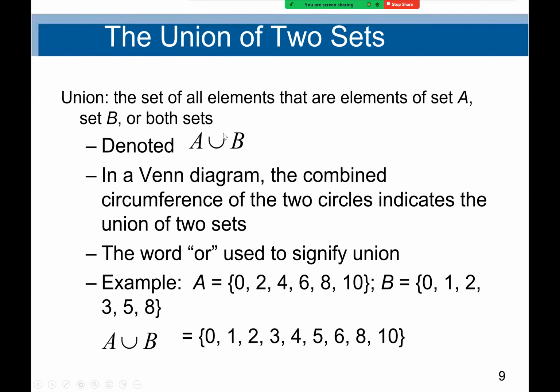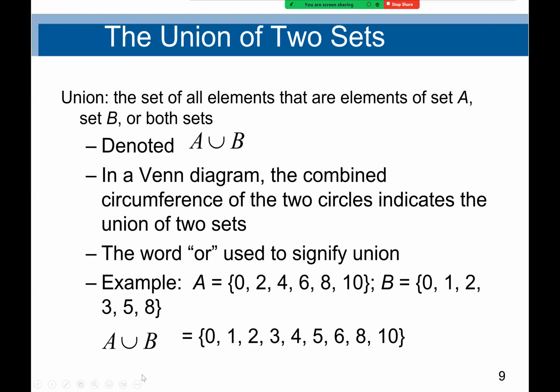Next is the union of two sets. A union of two sets means all the elements in both A and B together. So we saw the intersection means all the elements that are common in sets A and B. Union means all the elements in both A and B. So for example, here we have A equal to 0, 2, 4, 6, 8, 10. And B gave us 0, 1, 2, 3, 5, 8. A union B will be 0, 1, 2, 3, 4, we have 5, we have 6, and we have 8 and 10.